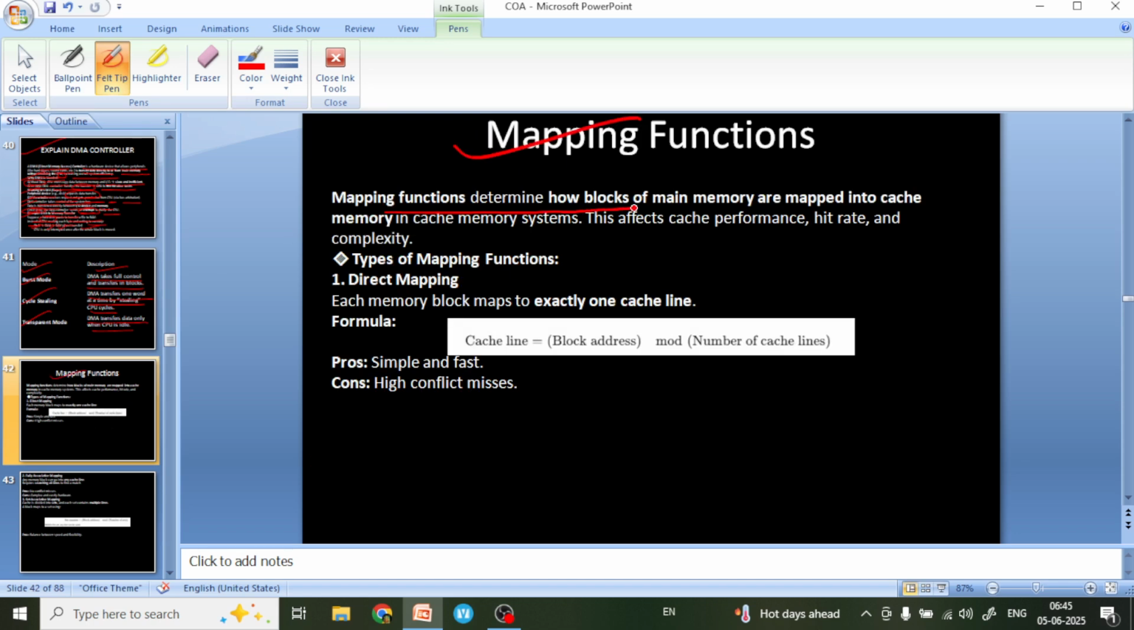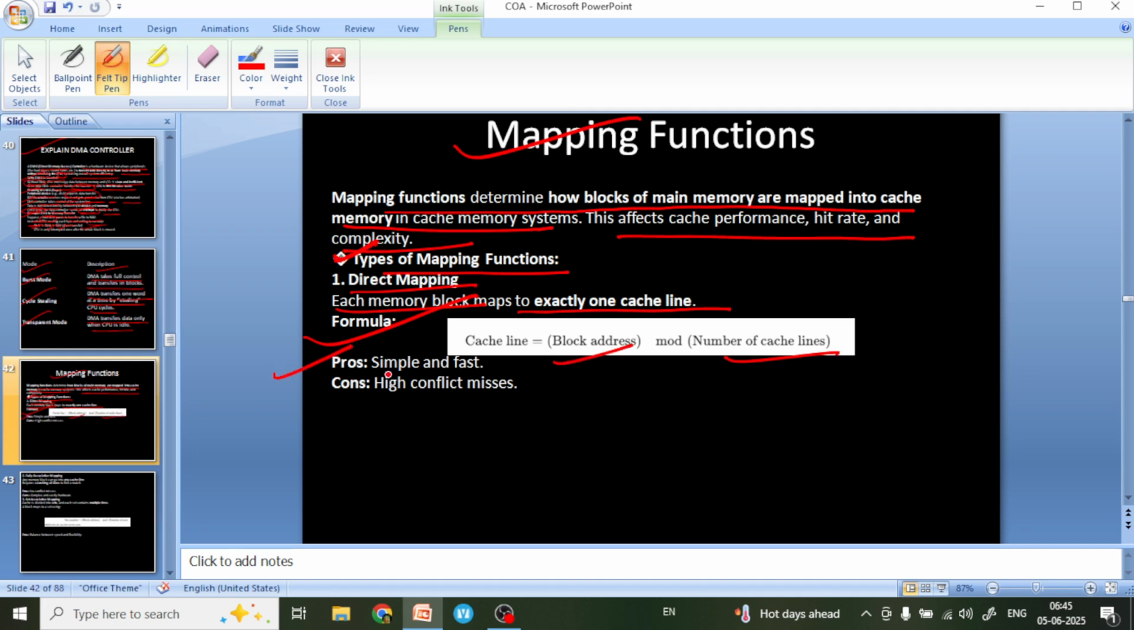A mapping function determines how blocks of main memory are mapped into cache memory in the cache memory system, and this affects cache performance, hit ratio, and complexity. What types of mapping functions are used? Direct mapping: each memory block maps to exactly one cache line. The formula is cache line equals block address divided by number of cache lines.